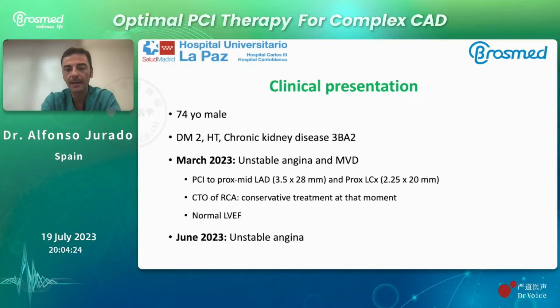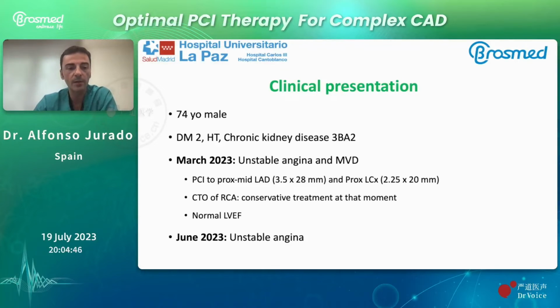So the LAD and proximal circumflex were treated with drug-eluting stents. The patient also had a CTO of the right coronary artery, and conservative treatment was decided at that moment. The patient was discharged with normal left ventricular ejection fraction and optimal medical therapy with dual antiplatelet treatment.